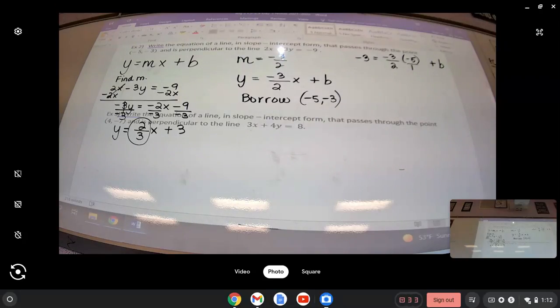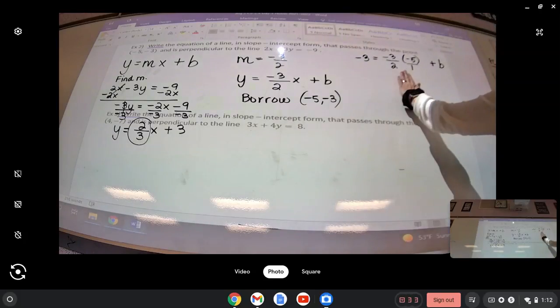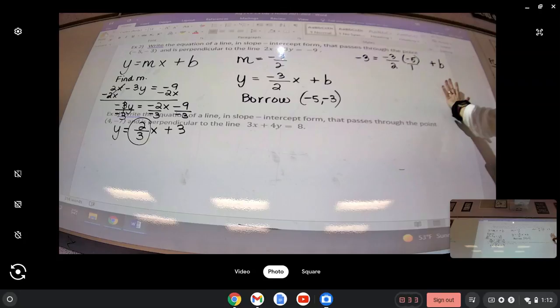Yes, but now you have -3 equals 15 halves plus B. Keep going, solve for B. What do we got? So all you gotta do is figure out that and you are home free. Come on, Chris. Steven, how we doing? Now you have -3 equals 15 over 2 plus B. Solve for B now.